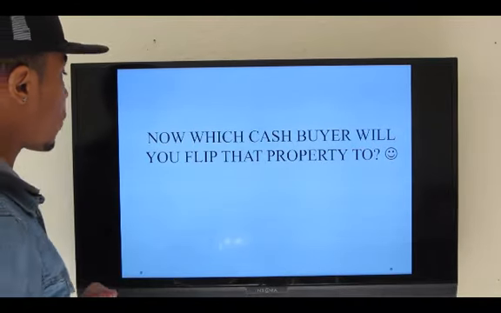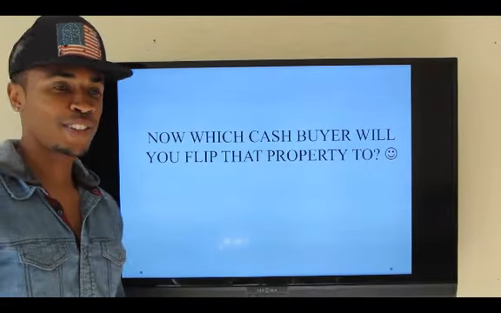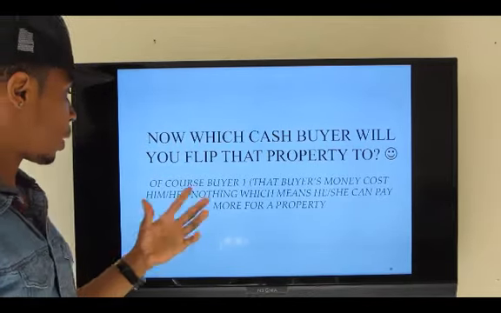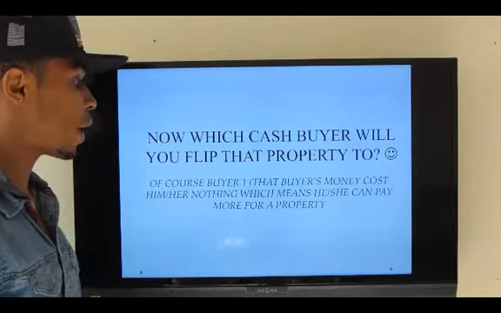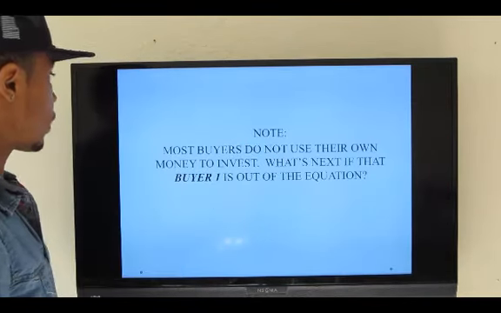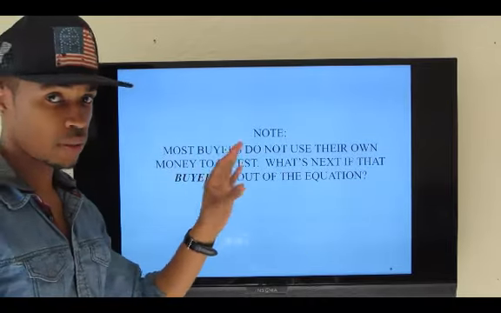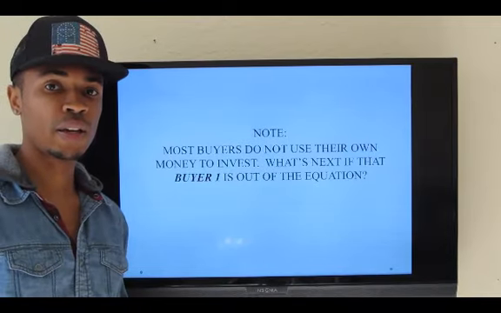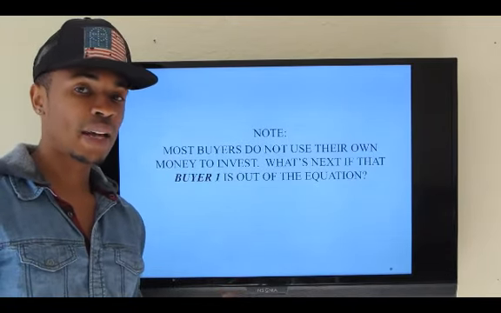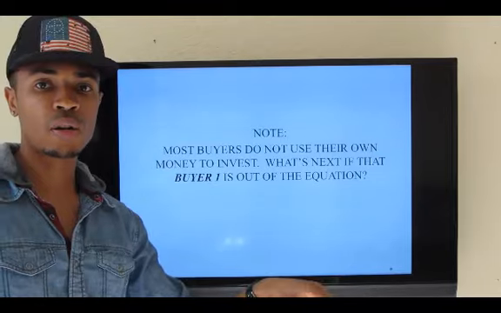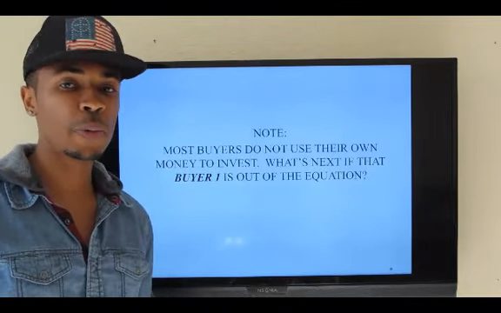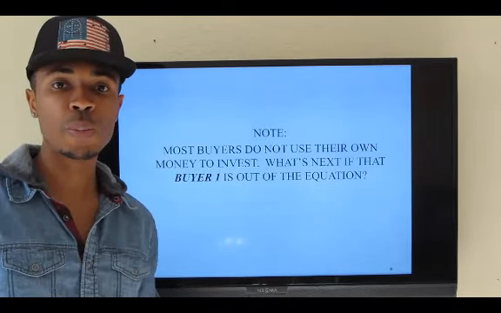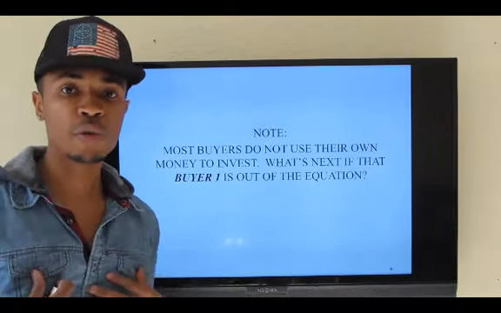All right, so now which cash buyer will you flip that property to? That's a no-brainer. Of course, buyer number one. That buyer's cost of money costs him or her nothing, so he or she can pay more for a property. So this is what you need to write down right here: most buyers do not use their own money to invest. A lot of people don't fit in the buyer number one category, even though they have a whole bunch of money. There are a lot of people out here with a lot of money, but they go by the OPM rule, other people's money. I use other people's money.